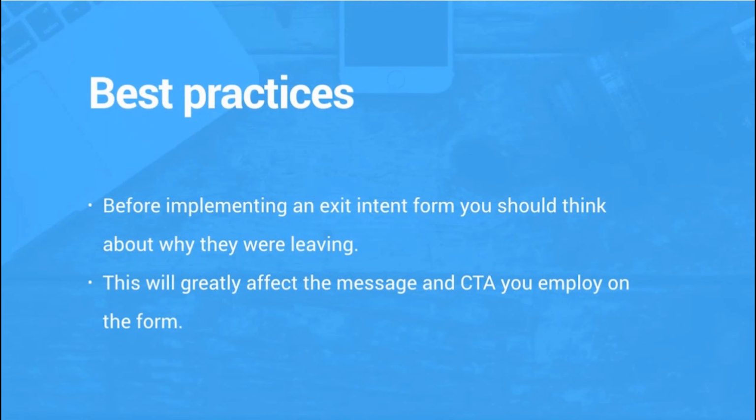Before you implement an exit intent form, you need to think about why they were actually leaving your site. So you need to acknowledge that and think about maybe why they were leaving, because that's going to greatly affect the message and the CTA that you actually put on the form. So the CTA is really an important part, and the more targeted it can be, the better. But you may want to also think about some reasons why people would leave your site in the first place. For example, they were done reading a post, an article on your site, and they were ready to go. You may want to think about a way to frame that.